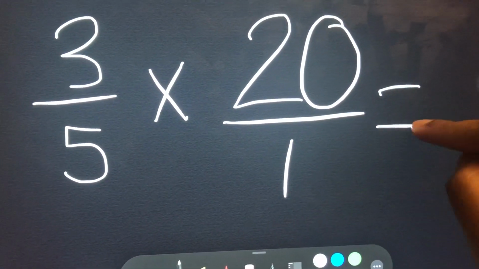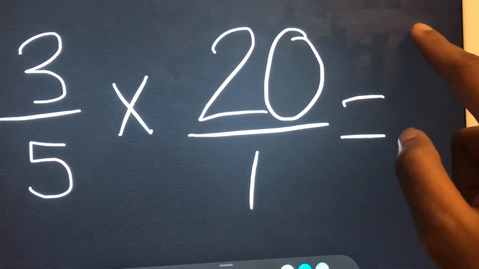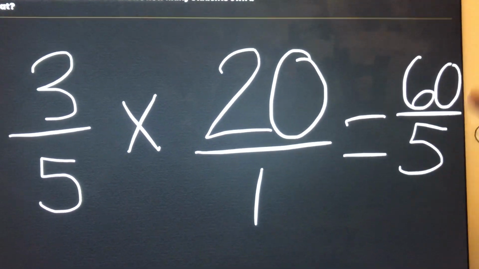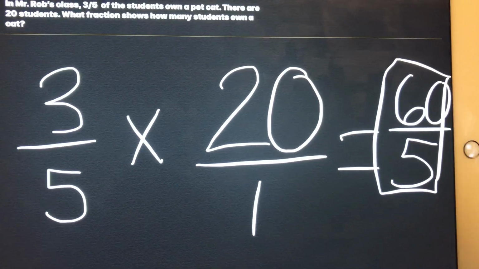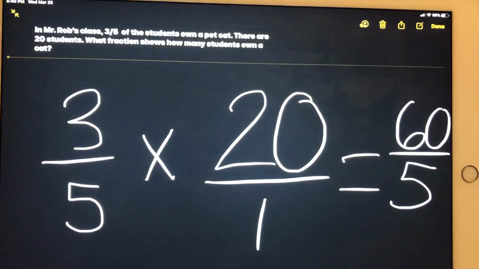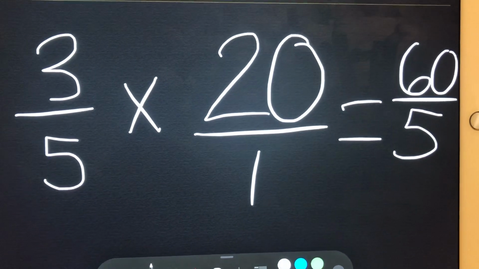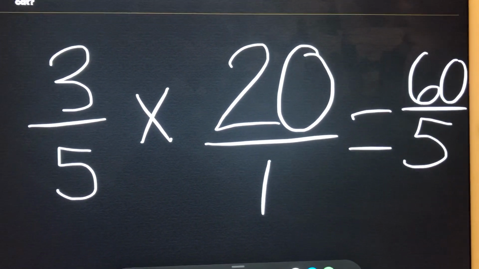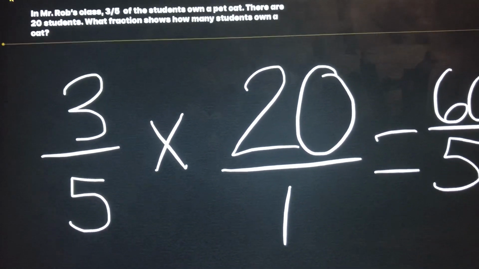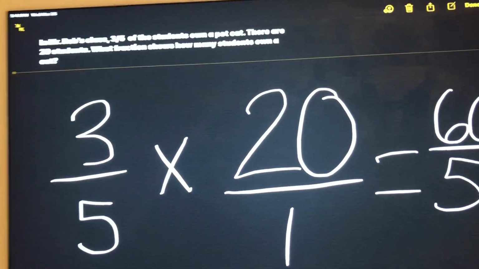Okay, so again, all we do is we multiply across. So we have 3 times 20. That will give you 60, and 5 times 1, that will give you 5. All right, so this is the fraction that represents how many students own a cat. 60 over 5. All right, so again, these steps are the same. So all we wanted to do is let you know how to identify when you have to multiply when you have a word problem.